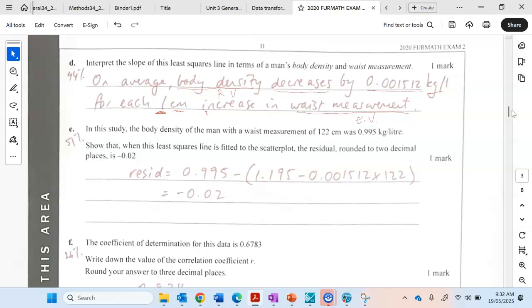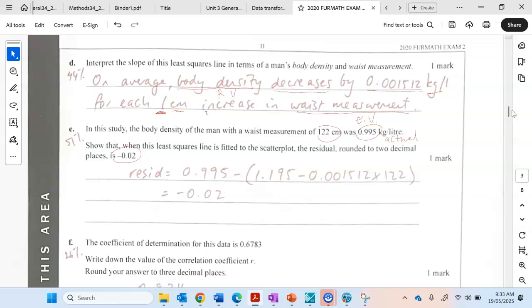All right, the next one. In this study, the body density of the man with a waist measurement of 122 was this. So this is your actual. Show that when this least squares line is fitted to the scatter plot, the residual rounded to 2 decimal places is -0.02. So they've just given that probably for rounding. They don't want to give you a consequence if you didn't round correctly. They just want to see that you can calculate a residual.